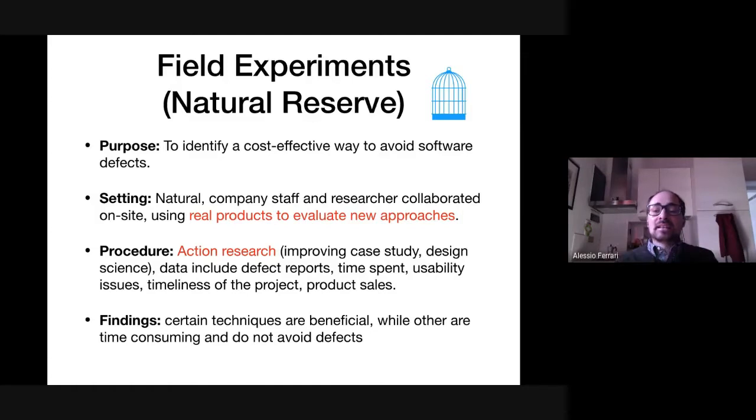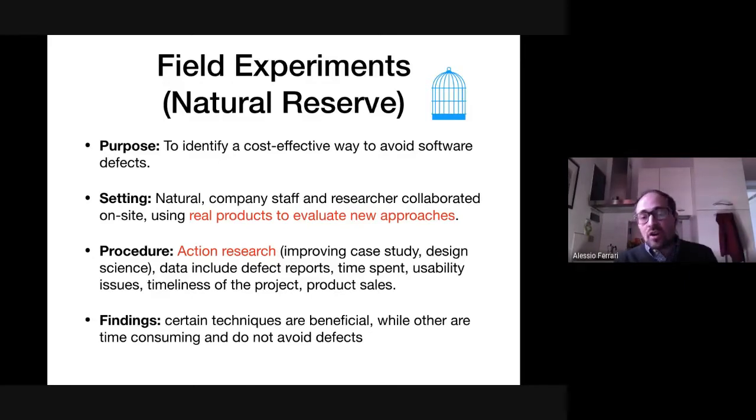And they found that certain techniques were beneficial while others were time consuming and did not avoid defects. So they were doing an actual experiment. They were doing measures, but in a real environment. So many variables were not controlled. And you couldn't, for example, randomly sample subjects.